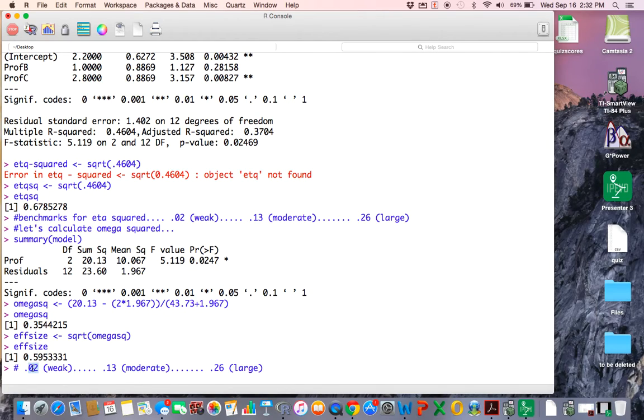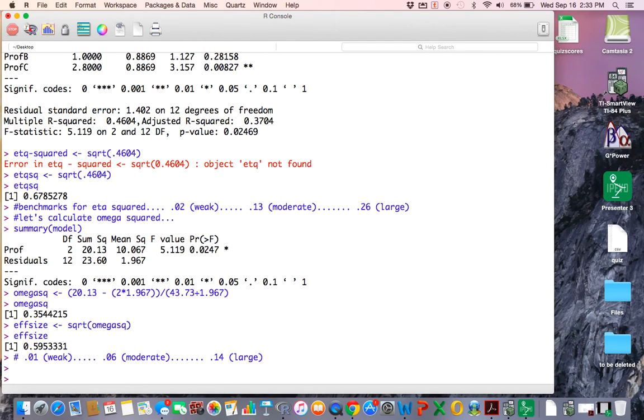Actually runs from, let's see if I remember this right, 0.01 was weak and 0.06 and 0.14 on omega size. And the effect size here was, you know, looking at 0.60, we have clearly a large effect size for the total ANOVA. Now, guys, again, depends on who you talk to, and I guess in this class you talk to me. I don't consider overall effect sizes for ANOVA to be that cool.